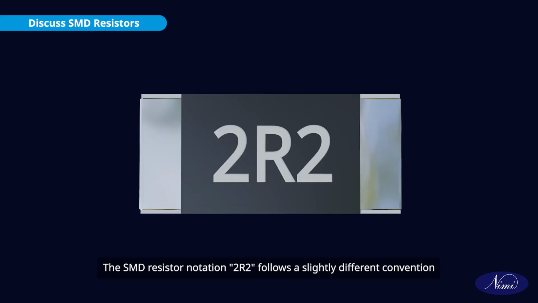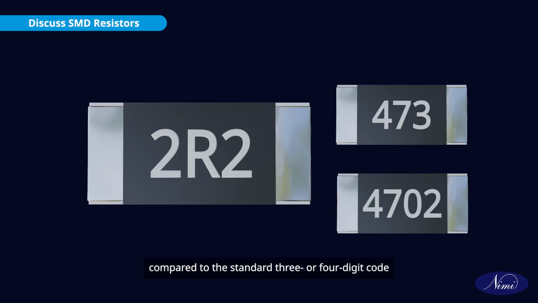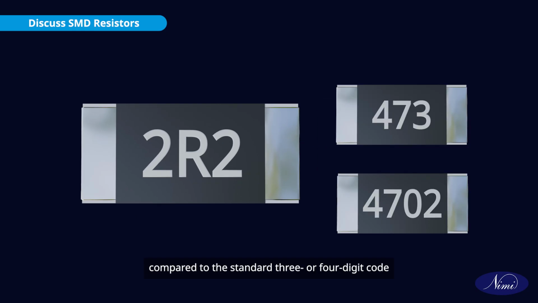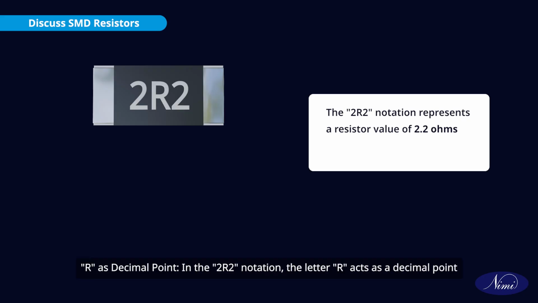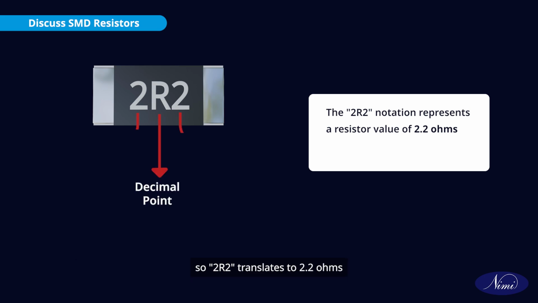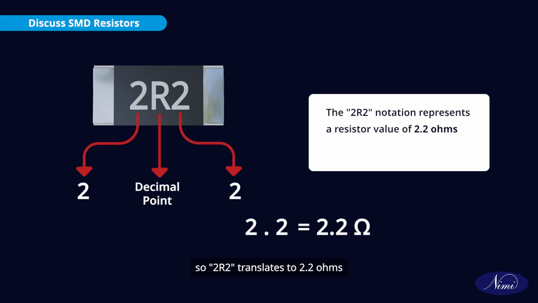The SMD resistor notation 2R2 follows a slightly different convention compared to the standard 3 or 4 digit code. Numeric value. The 2R2 notation represents a resistor value of 2.2 ohms. R as decimal point. In the 2R2 notation, the letter R acts as a decimal point, so 2R2 translates to 2.2 ohms.